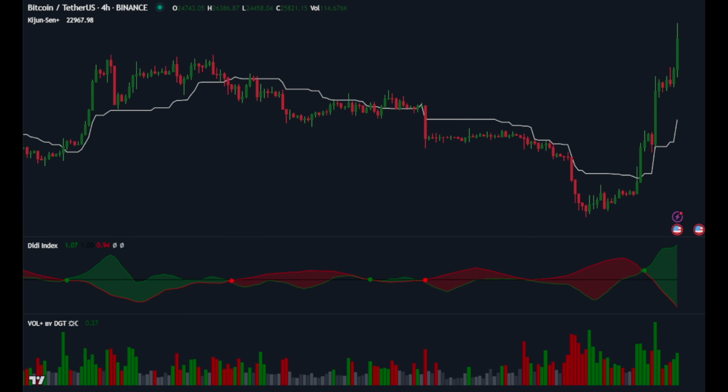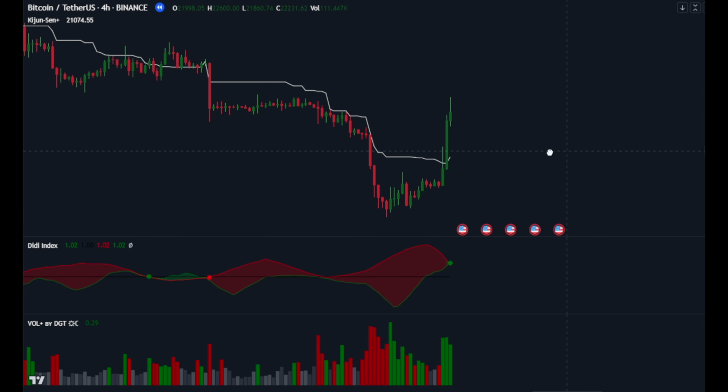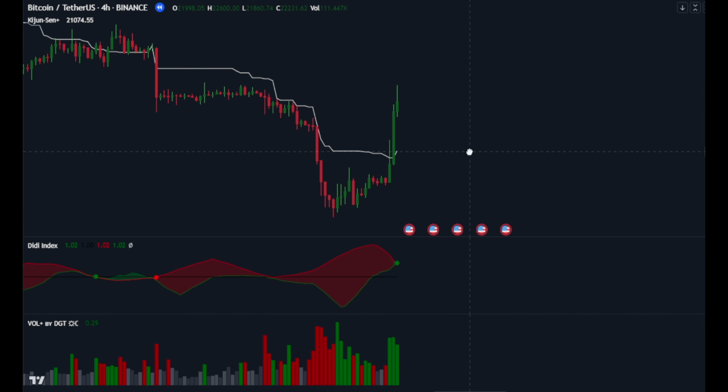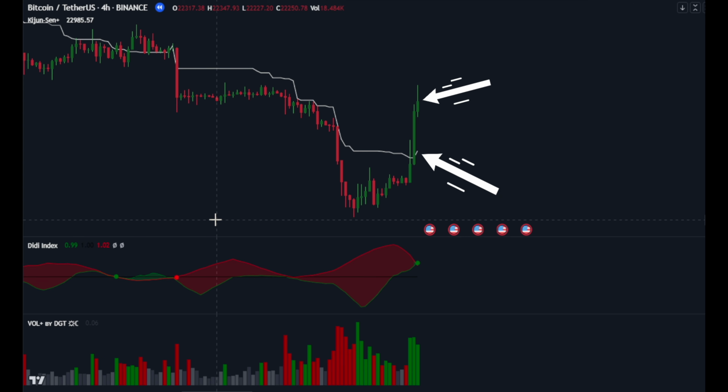Now we are going to explain how the strategy works. We are now in Bitcoin with a 4 hours time frame. The conditions for taking trades in this strategy are easy. We will see an example of a long trade. First, the price must be above the Kijun-sen. Second, the DD Index should show us a bullish signal.